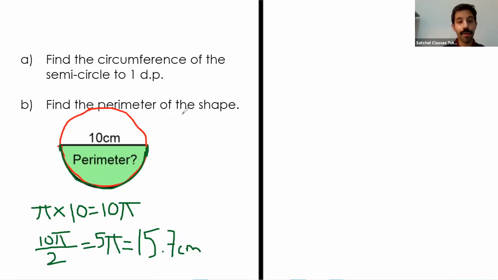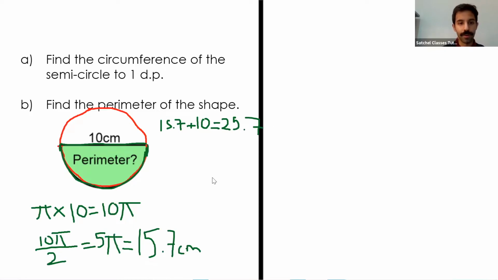Now it says find the perimeter of the shape. So the perimeter is the distance around the shape. So what we would have to do is add the arc length to 10 centimeters. So that's going to be 15.7 plus 10, which is going to give us 25.7 centimeters.